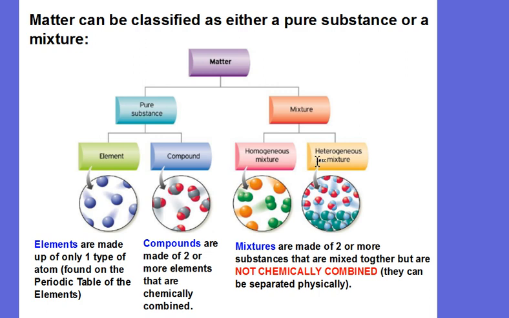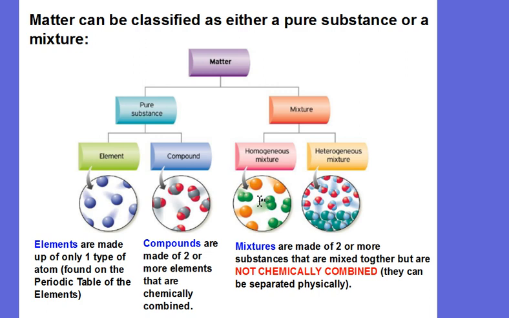Mixtures, which we'll talk a little bit more about later in this presentation. You can have two types of mixtures as well, but a mixture is just made of two or more substances that are mixed together, but they're not chemically combined, okay? So they can be separated physically.